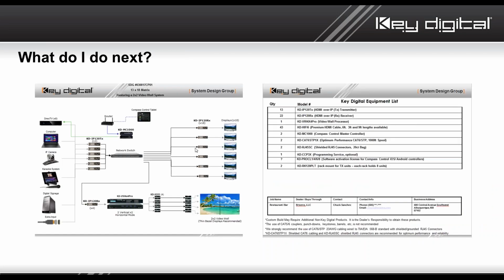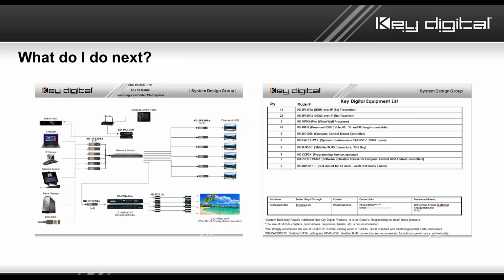And we give you what looks like this. Page 1 is a design, Visio style, nothing too complicated. Page 2 is the equipment list, models and quantities of the KeyDigital equipment. So this is a really good example. We had the 1080p system for a sports bar. They had 13 video sources: 8 DirecTV boxes, a computer, an IP camera, karaoke system, digital signage computer, and an extra auxiliary input.